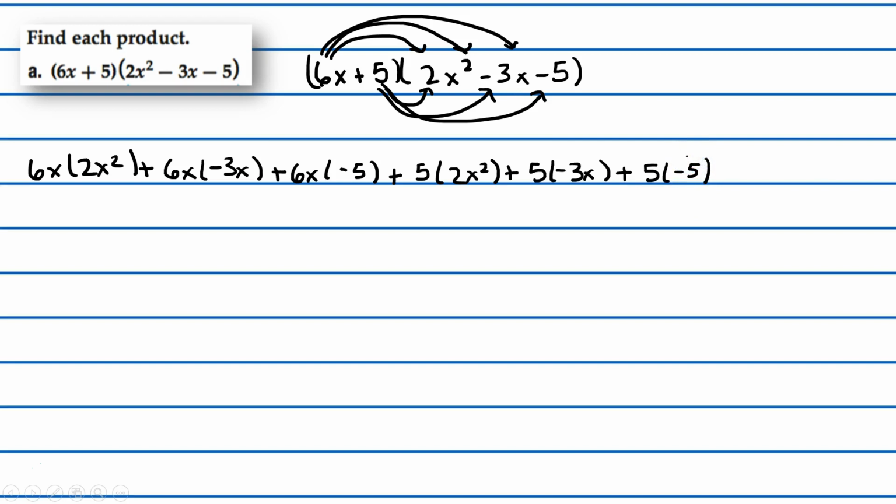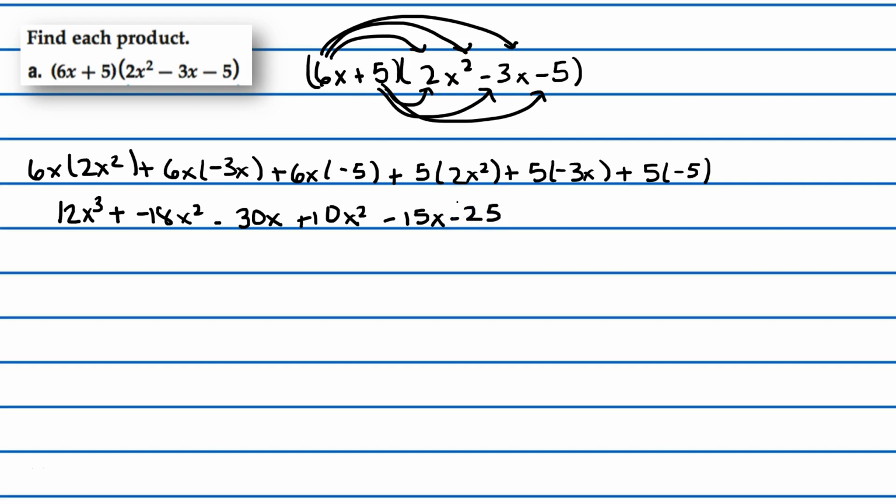Alright, so we can't just leave it like this. We have to simplify it. So let's go ahead and multiply each of these. We have 12x cubed plus negative 18x squared minus 30x plus 10x squared minus 15x minus 25.